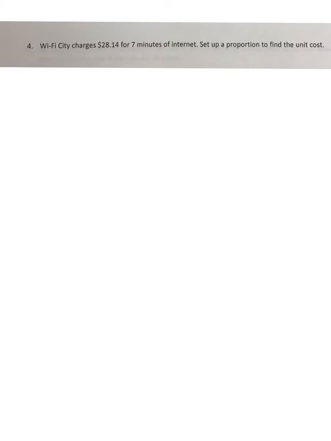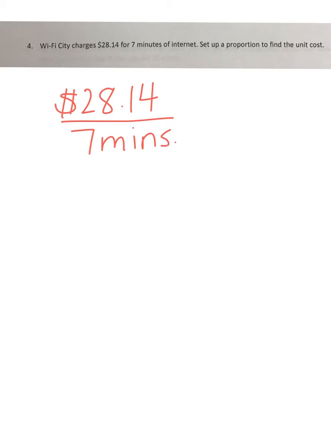Number 4 says, Wi-Fi City charges $28.14 for 7 minutes of internet. Set up a proportion to find the unit cost. So, just like number 3, we need to set up our proportion first. On top, we have our money, $28.14 over 7 minutes. Now that's our left side of our proportion.